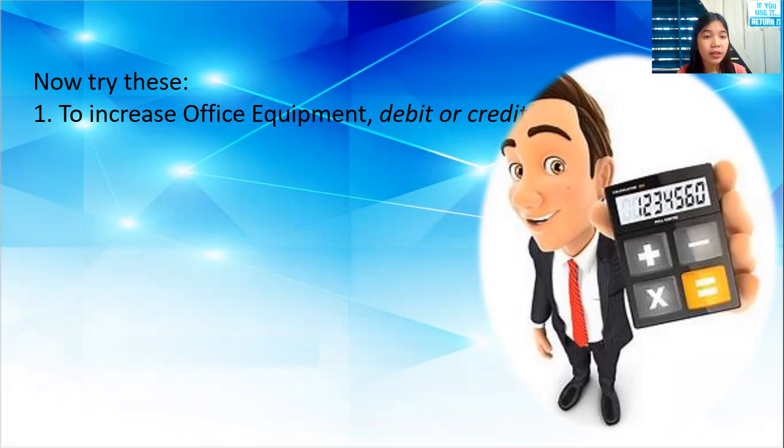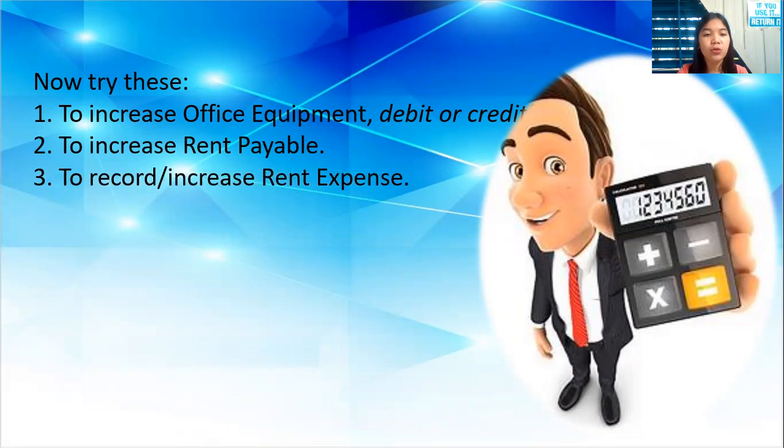But if you decrease it, the word decrease here, to decrease office equipment, you are going to credit it. Okay, next one is to increase rent payable. This is your liability, right? So rent payable can be found on the credit side, and you are going to increase that one. So it would be credited.